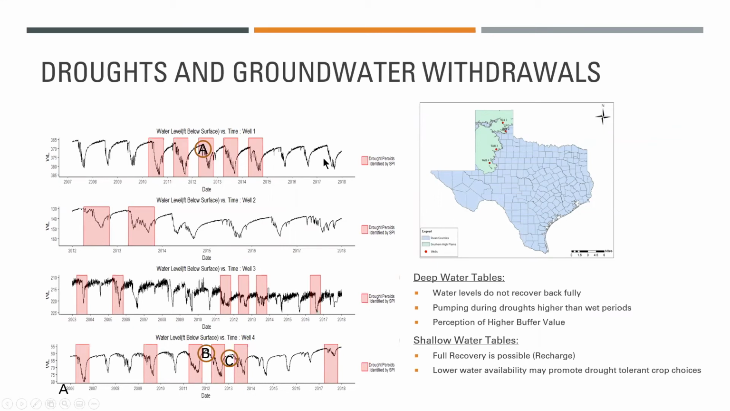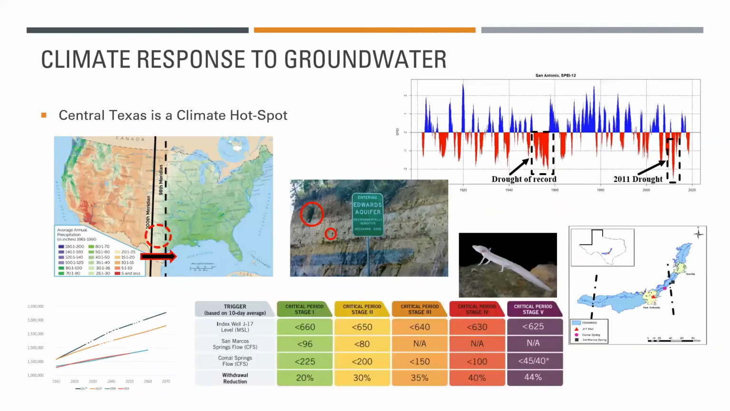So groundwater is more an elastic system. It takes a while for it to initiate that drought effects or drought impacts, but once those drought impacts start settling in those groundwater, it takes a lot longer for it to come out of that. So I'm going to talk about that a little bit more when I talk about climate response to groundwater in Central Texas.